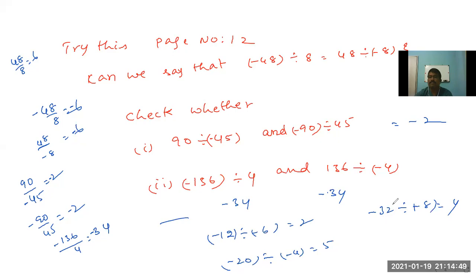Then here also, 32 by minus 8: first 32 by 8 is 4. Two same sign numbers are there, so that's why 4. Next, I can take another number, minus 45 divided by minus 9, which is 5. So we can say that when we divide a negative integer by a negative integer, we get a positive integer as the quotient.